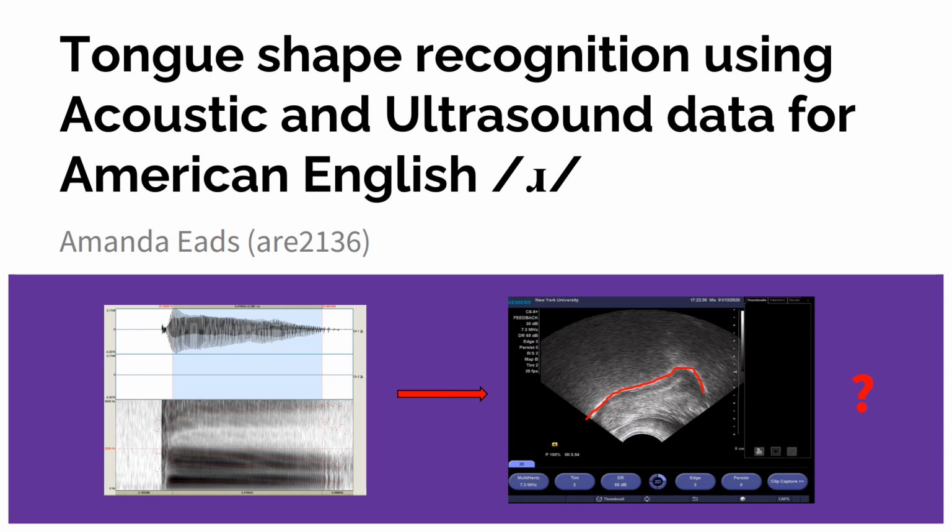This semester, the project I'm interested in pursuing is related to tongue shape recognition using acoustic and ultrasound data for American English R. As we've seen in class previously, the image on the left shows the waveform and spectrogram of the R sound, and I'm wondering whether this can be used to predict tongue shape in the ultrasound image to the right. This would be what we call a bunched tongue shape.